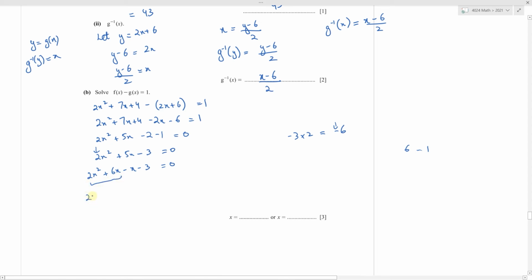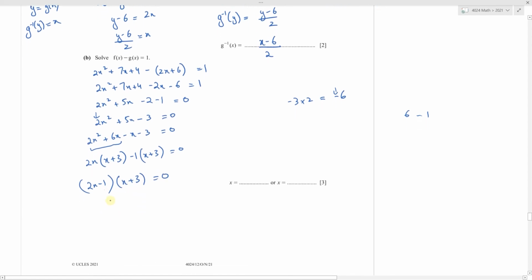From these two, I can take 2x common. I will be left with x plus 3. Nothing common here, so minus 1. So the signs will change inside. So this will become minus x, and plus 3 equals 0. So this will be 2x minus 1 multiplied by x plus 3 equals 0. If the product is 0, that means one of the two terms is 0. So either 2x minus 1 equals 0 or x plus 3 equals 0. So this gives you x equals 1 over 2, and this gives x equals minus 3. So the two possible values of x are 1 over 2 and minus 3.